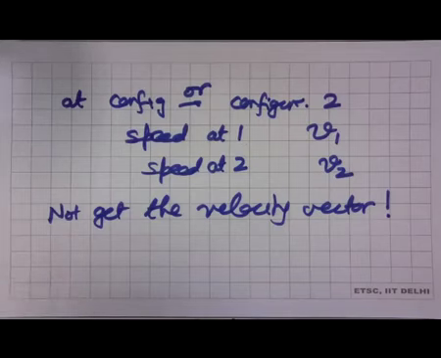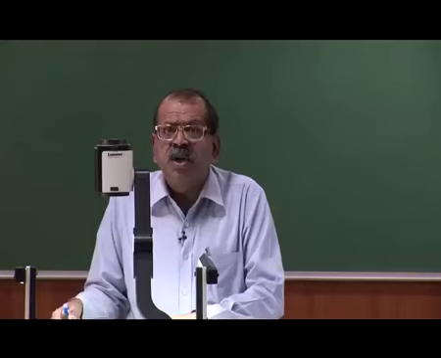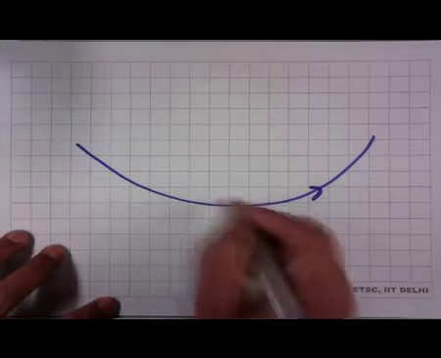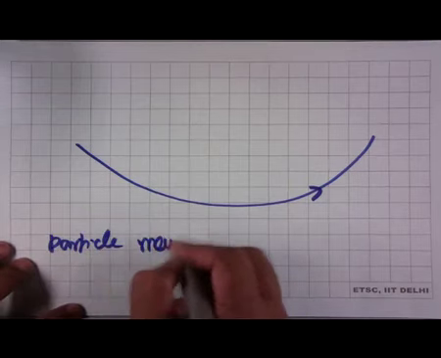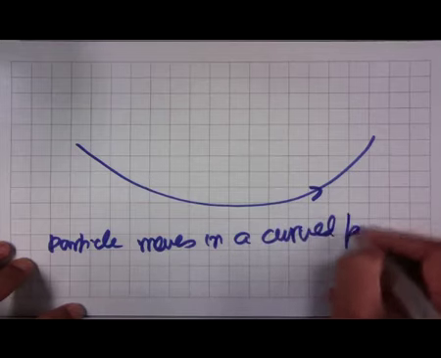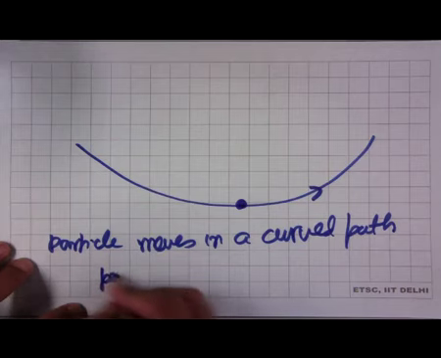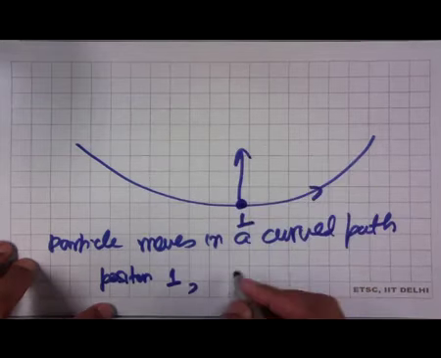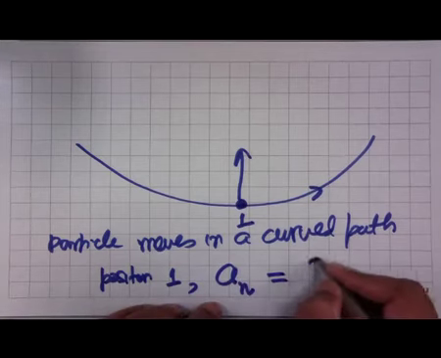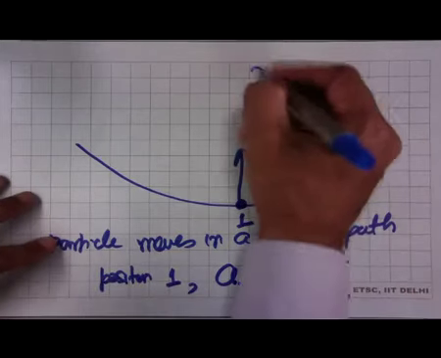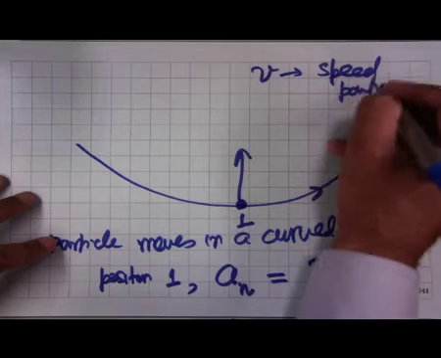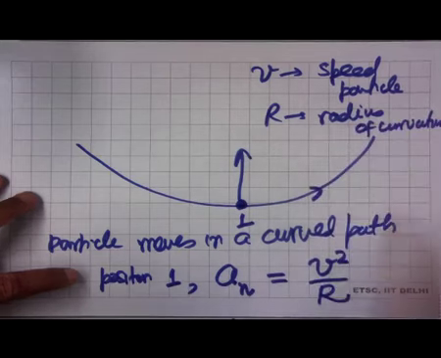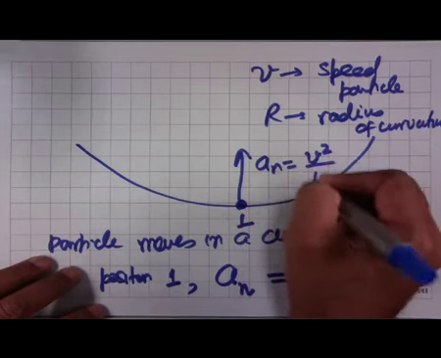So, does it mean that the information we get from speed is useless as far as accelerations go? Well, the answer is no. Suppose a particle is moving along a curved path, then what we know is that at any position, let us say 1, if this is position 1, the normal component of acceleration is equal to v square upon r, where v is the speed of the particle and r is the radius of curvature. So, if this is a circular path, then r will be the radius of the circle, and so a n is equal to v square upon r.